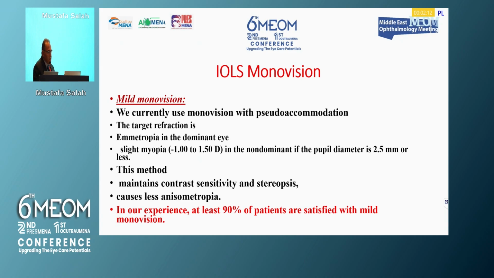So what are the types of monovision? We have mild monovision, which some say is mini monovision. This method maintains contrast sensitivity and causes less anisometropia. In our experience, at least 90% of our patients were satisfied.